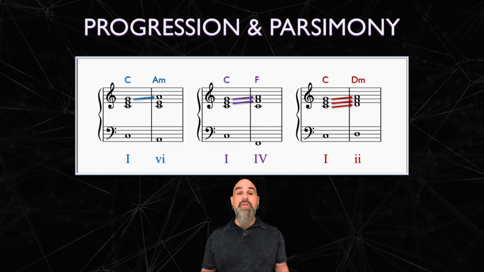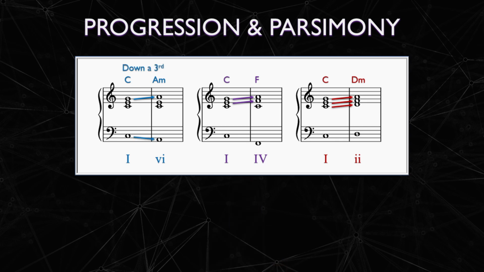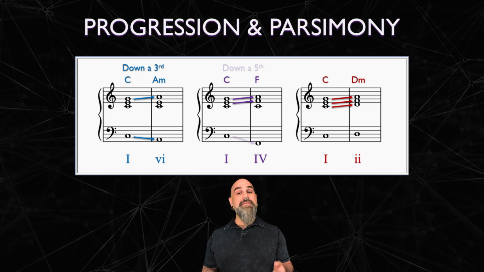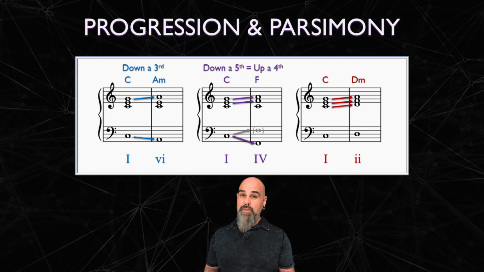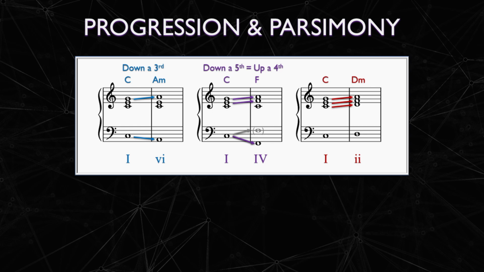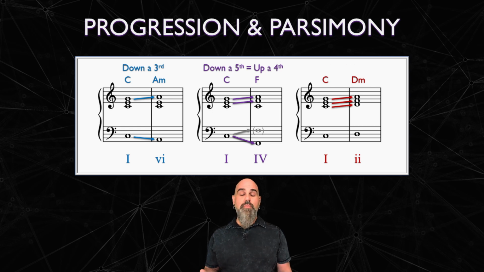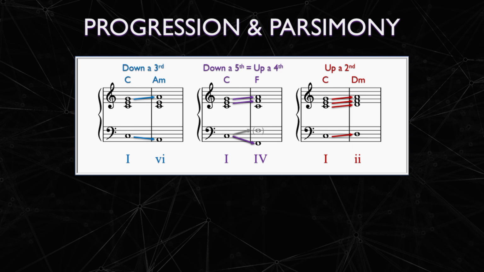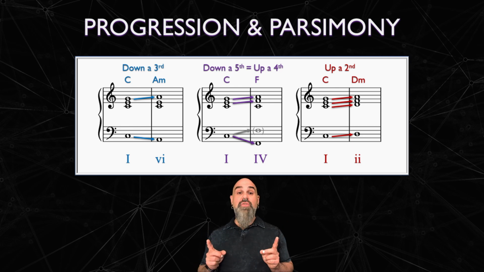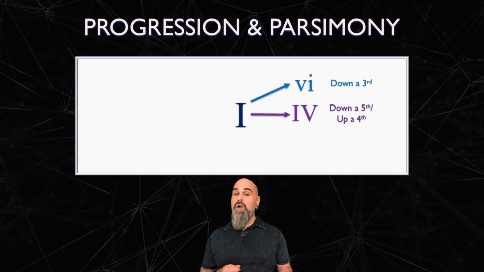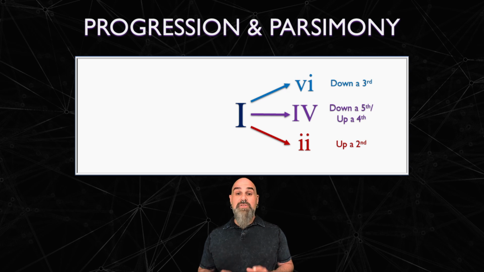Let's take a look at the root movement of each chord connection to see the patterns. From C to A minor, the root moves down a third. From C to F, the root moves down a fifth, which is the same as up a fourth. And from C to D minor, the root moves up a second. These are the 3 chord directions that tonal music favors: down a third, down a fifth or up a fourth, and up a second. The surface level notes are all moving up, but the result is that the roots move in these 3 specific ways.